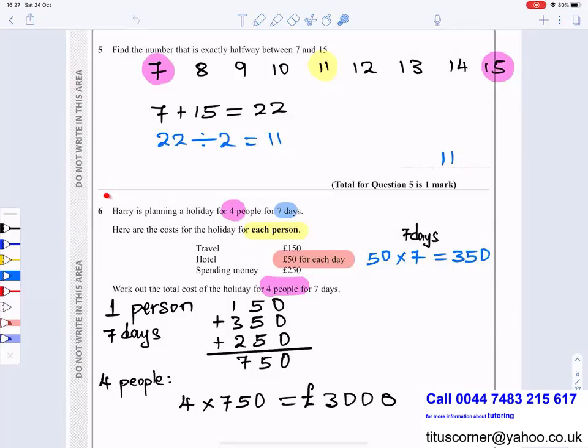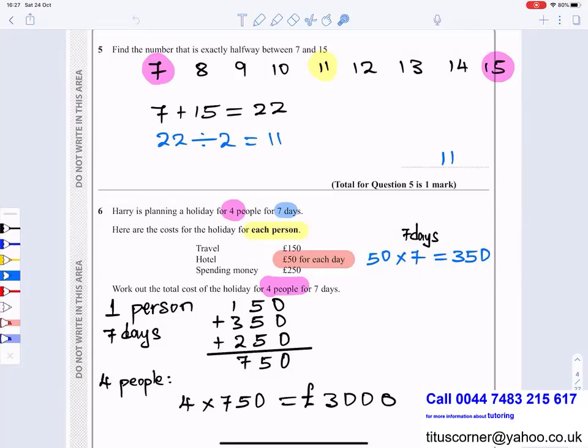Question 6. Harry is planning a holiday for 4 people for 7 days. Here are the costs for the holiday for each person. Travel, £150. Hotel, £50 for each day. Spending money, £250. Work out the total cost of the holiday for 4 people for 7 days.